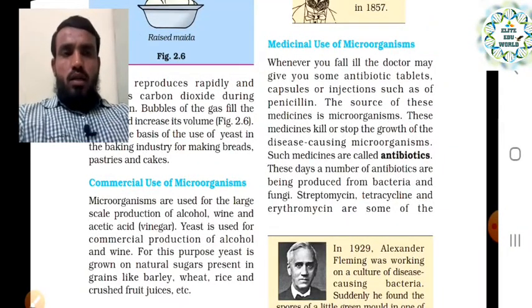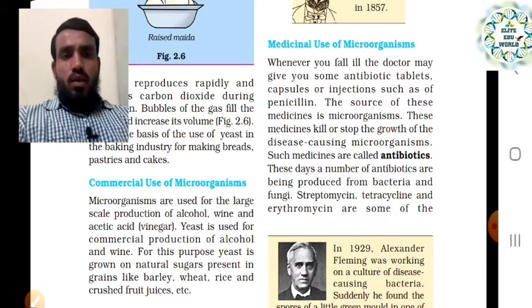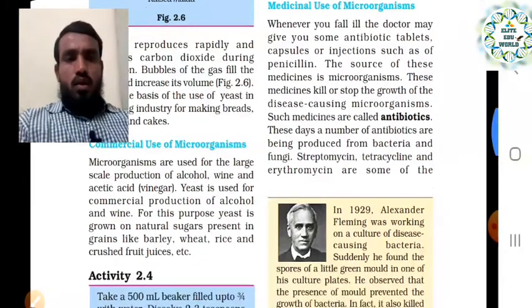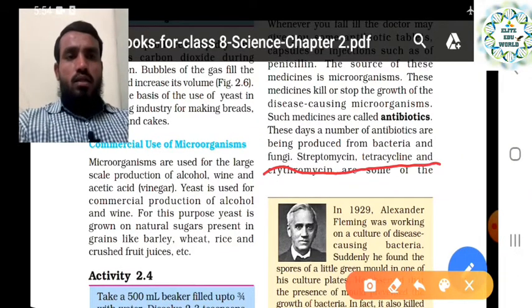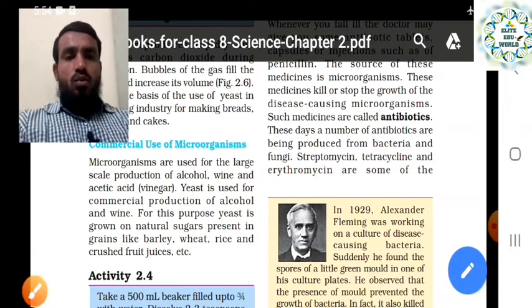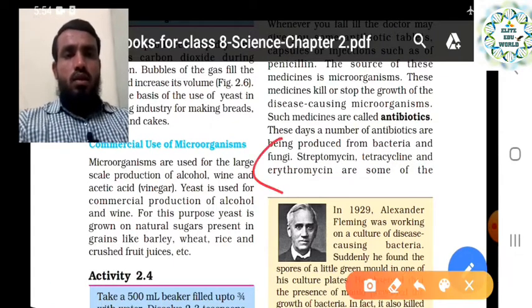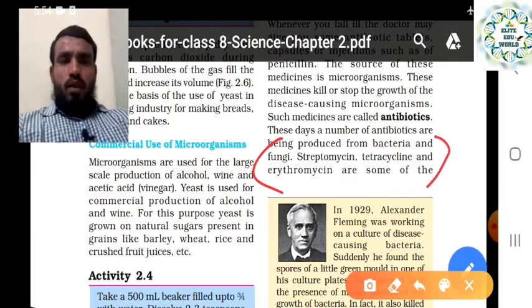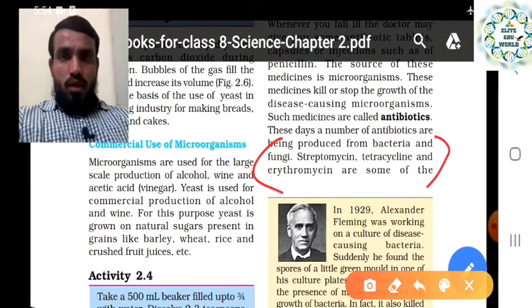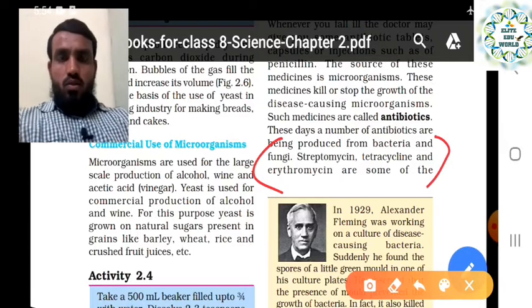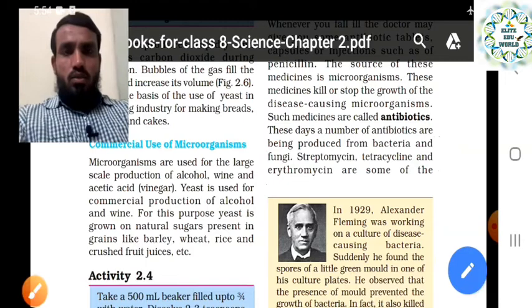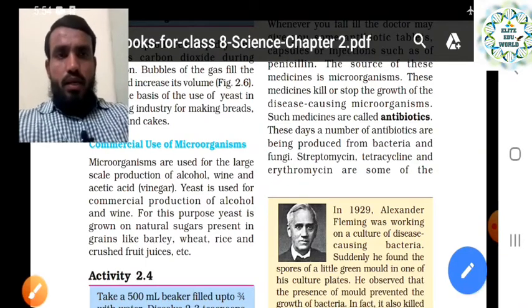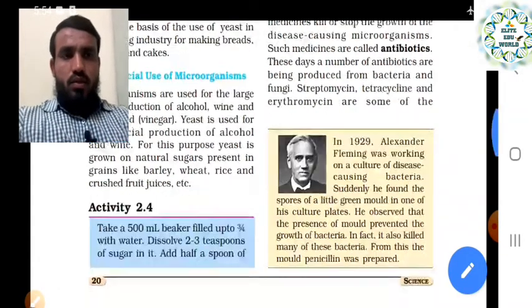Then we have seen some examples of microorganisms which are useful for medicinal use, and in that we have seen many examples which come into the category of bacteria. We have seen the examples of fungi, streptomycin, tetracycline and erythromycin. These are examples which come under antibiotics, which are useful in many types of infections. So this is also one of the uses of microorganisms, in making antibiotics, right.